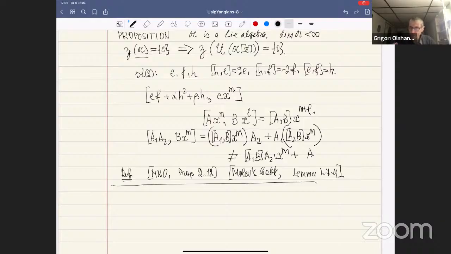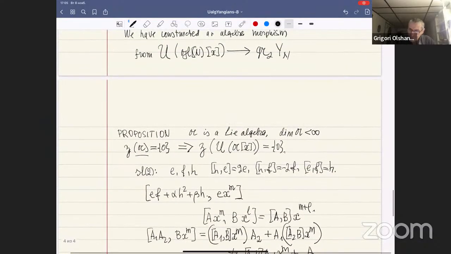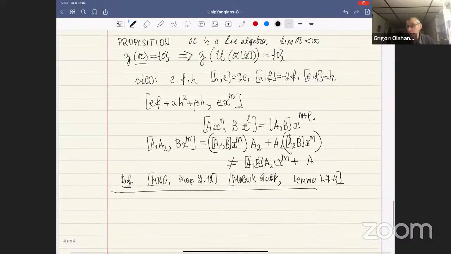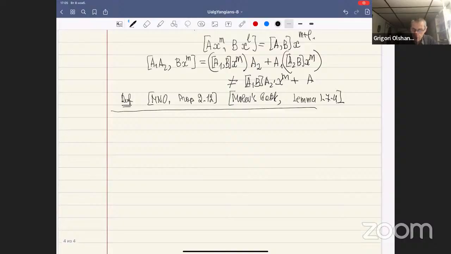So the reason of this claim should be somehow related to the fact that the algebra of polynomials is infinite dimensional. Somehow it should be related. So one can ask the question as follows. So assume, for instance, that we replace... So this is a problem. Not an exercise, but a problem. I don't know the solution.